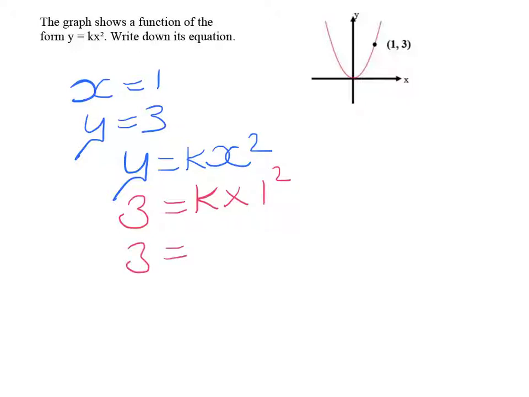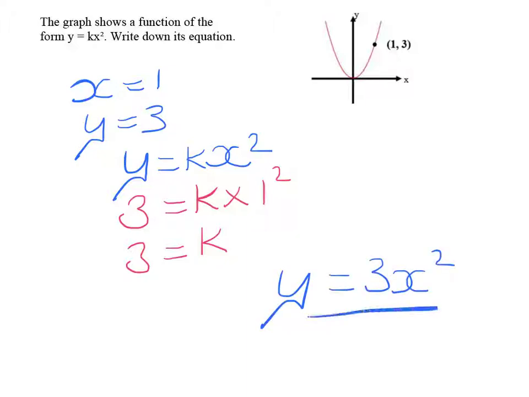3 equals k. We're asked to write the actual equation, so we're going to use that value of k and put it back into the format that we're given. y equals 3x squared. There's only one mark for this.